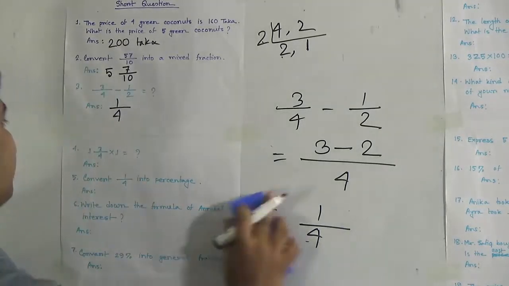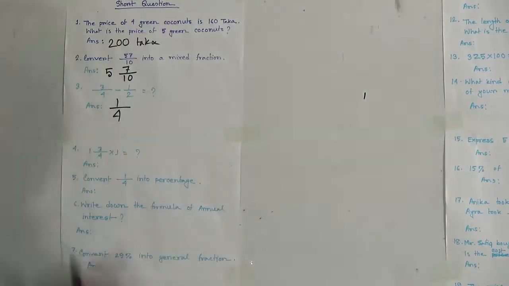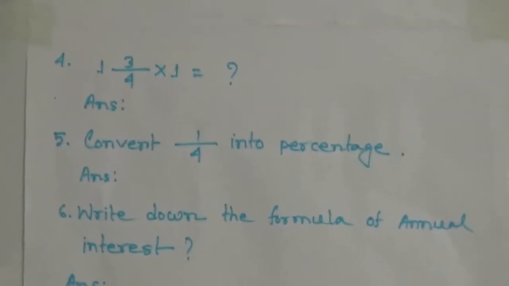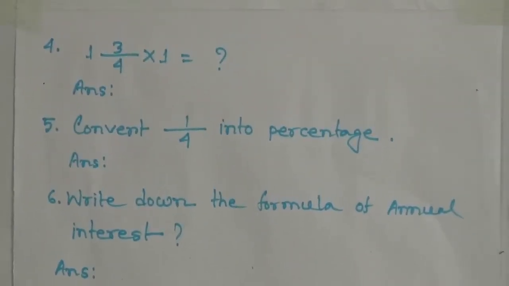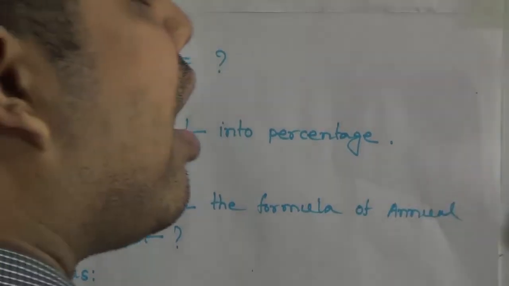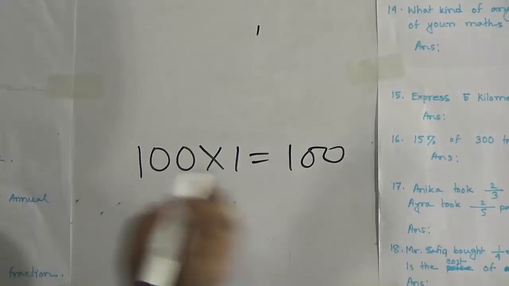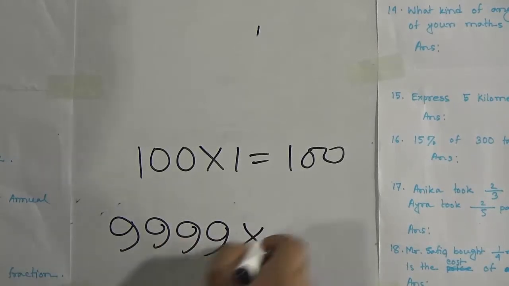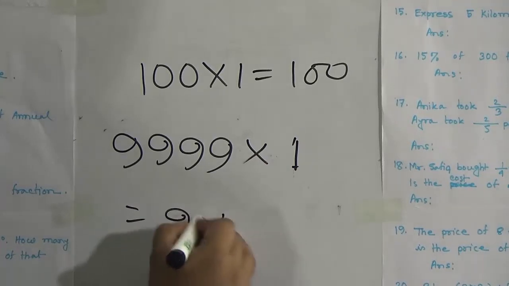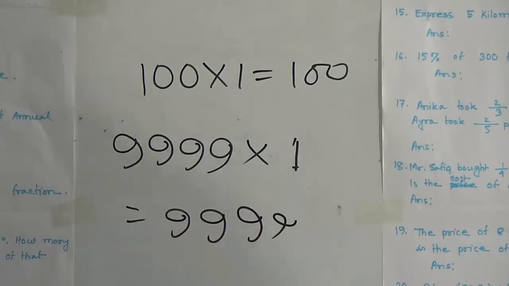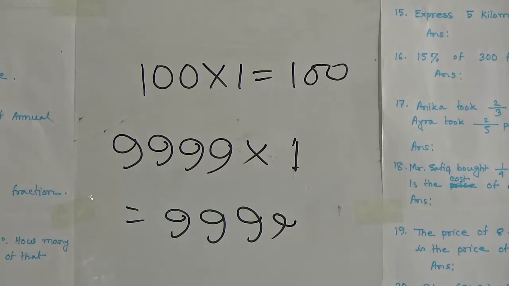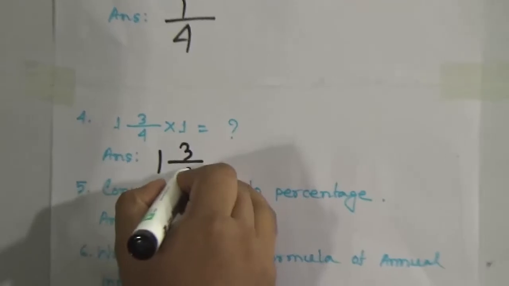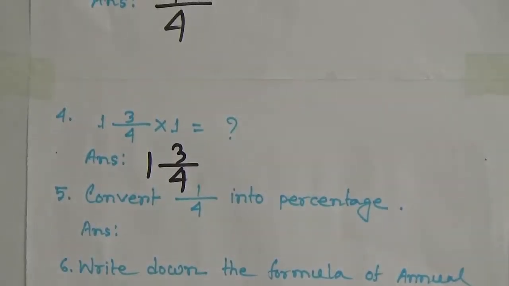Now my dear students, question number 4. Please notice 1 and 3 by 4 multiplied with 1. When we multiply any number by 1, then we get that number. Suppose 100 ones are 100. Suppose 9999 by 1, then it will be 9999. So here you notice 1 and 3 by 4 multiplied by 1, then we get 1 and 3 by 4. I hope you have understood.